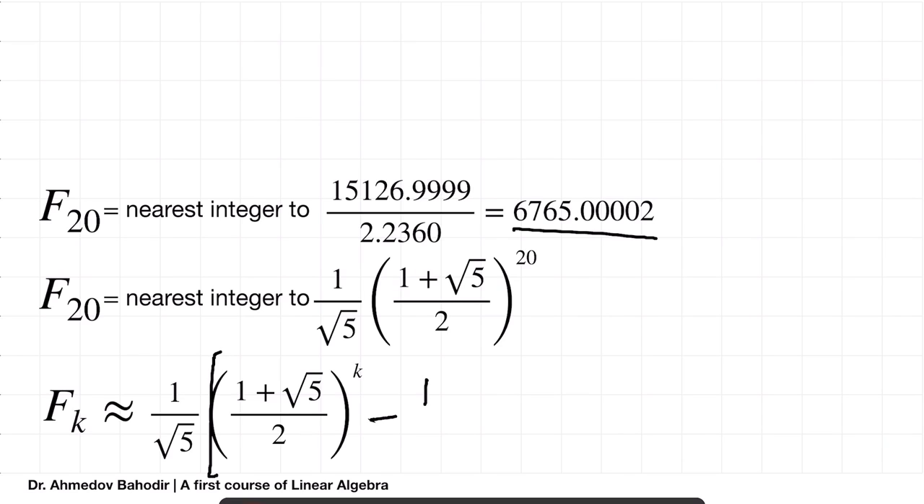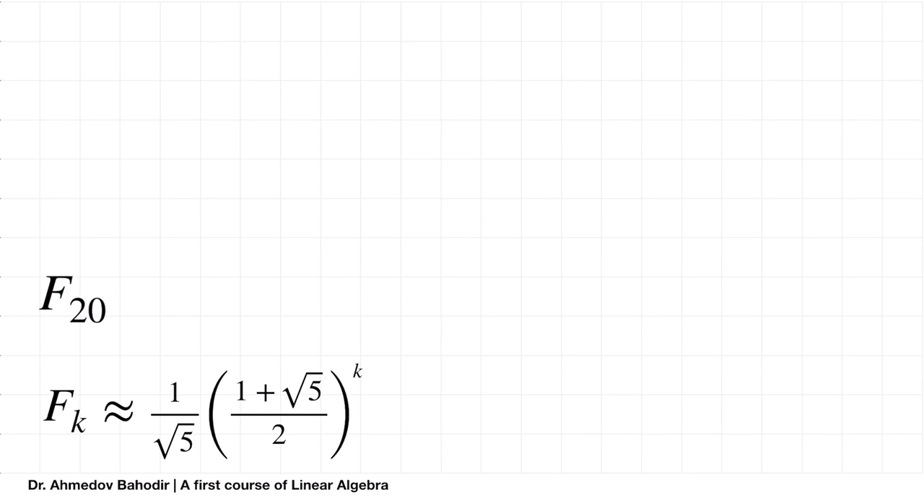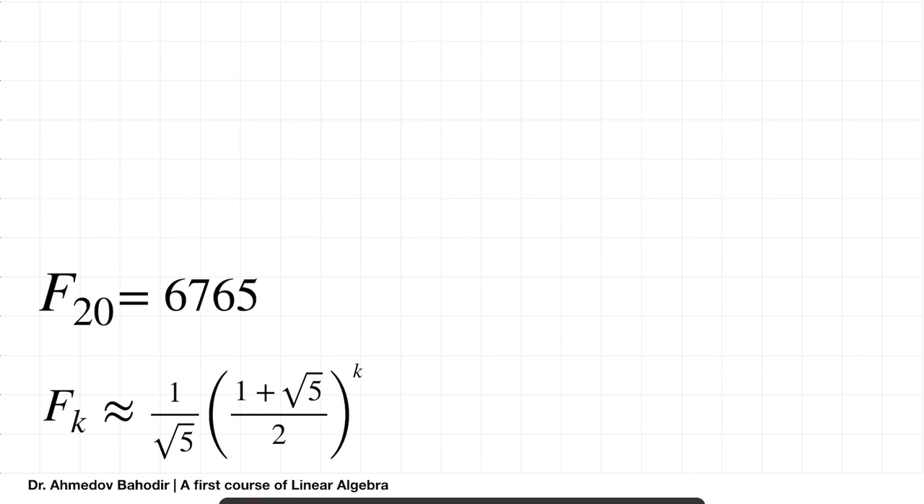And since we're making this approximation, do you remember why it's approximated? Because it used to have the 1 minus square root of 5 over 2 to the power of k term as well. So since we are just neglecting this term, you are always going to get the nearest integer to this one, and the nearest integer to this one is 6,765, and that's going to be the 20th Fibonacci number. And you can check it on Google. Just type the 20th Fibonacci number, and you're going to get exactly this number.